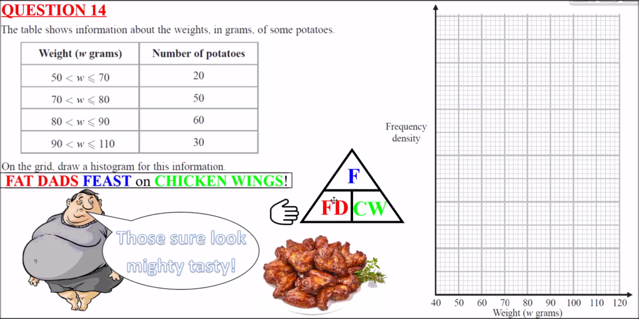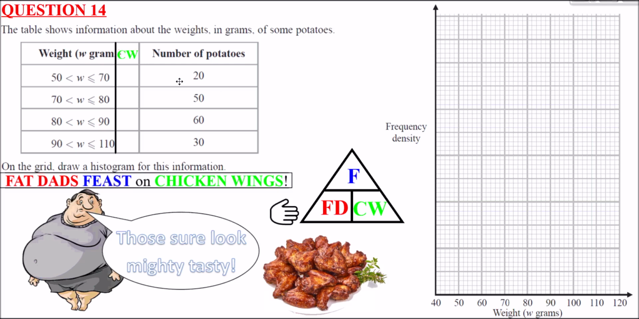So, frequency density is the frequency, which is basically the totals in each row, divided by the class width. The class width for each interval, each of these groups, is just the difference between the higher number and the lower number. Difference between the upper bound and lower bound. So here the first class width would simply be 20, because 70 take 50 is 20. So let's work out the class widths first.